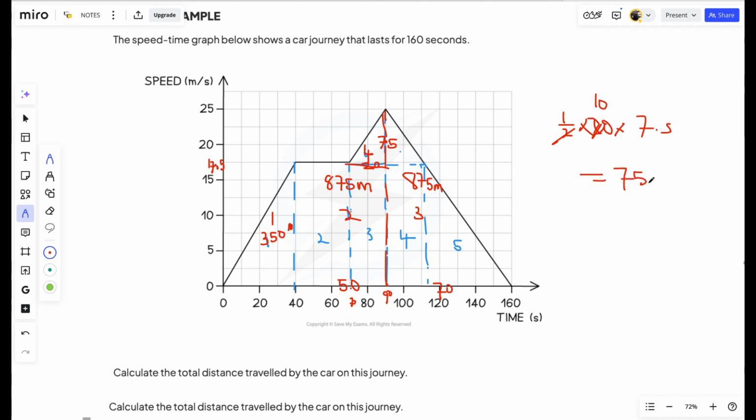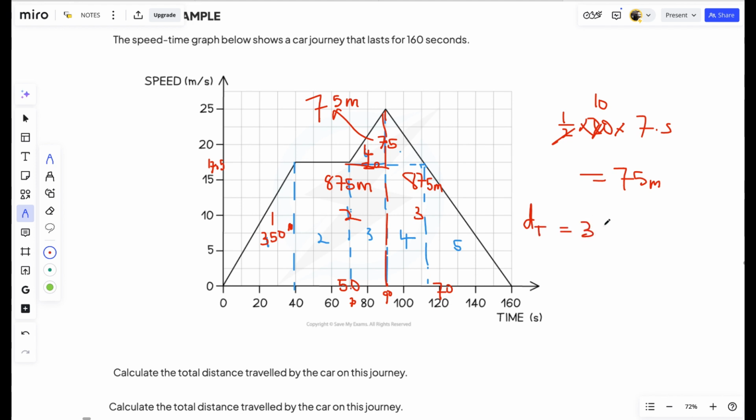So the total distance traveled is to add everything together. Here we have 75 meters, this small triangle. So there are 4 things to add: 350 meters plus 875 plus 875 plus 75. Okay, what do we get? We write the total distance is equal to 350.